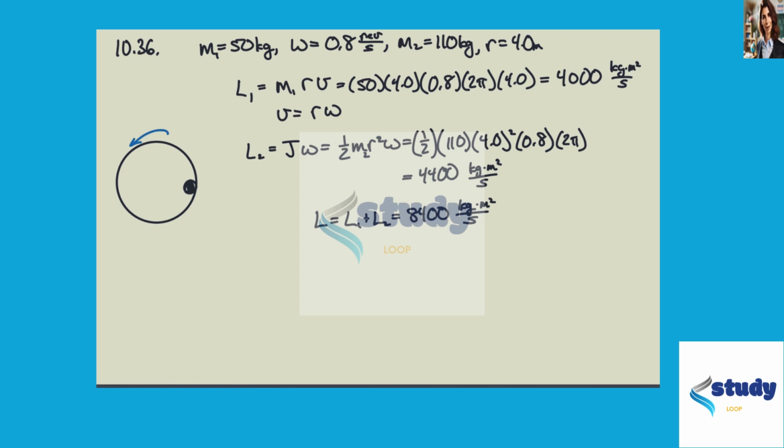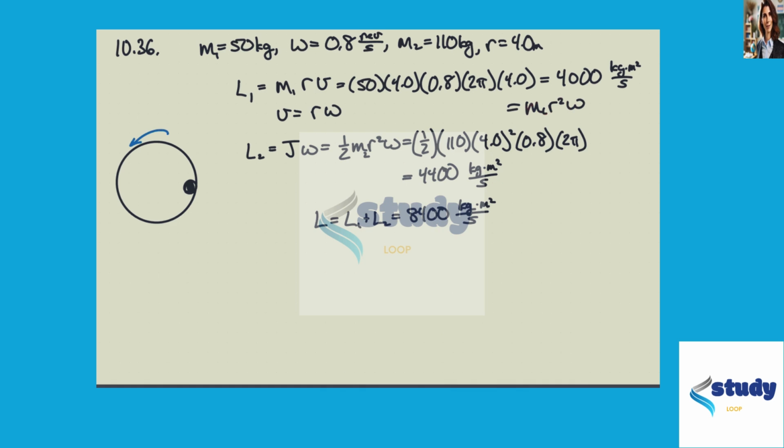I didn't actually calculate J for this because I just used it in terms of the linear velocity. I should write that this is also equal to m1 r squared omega, where this is the mass moment about this rotation axis of the woman.